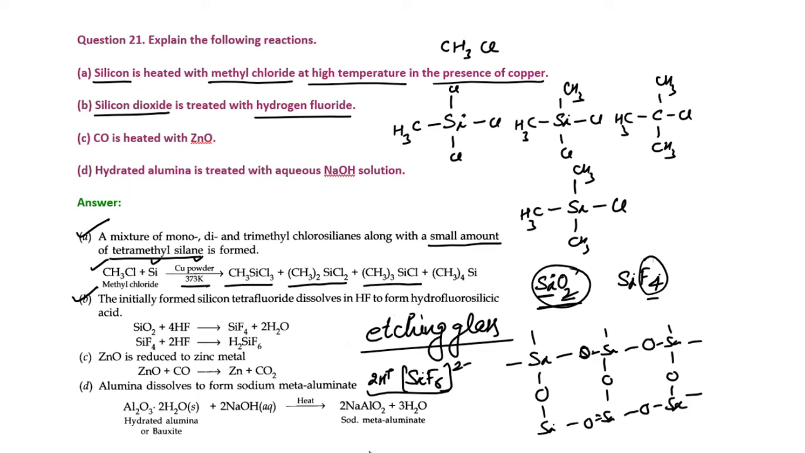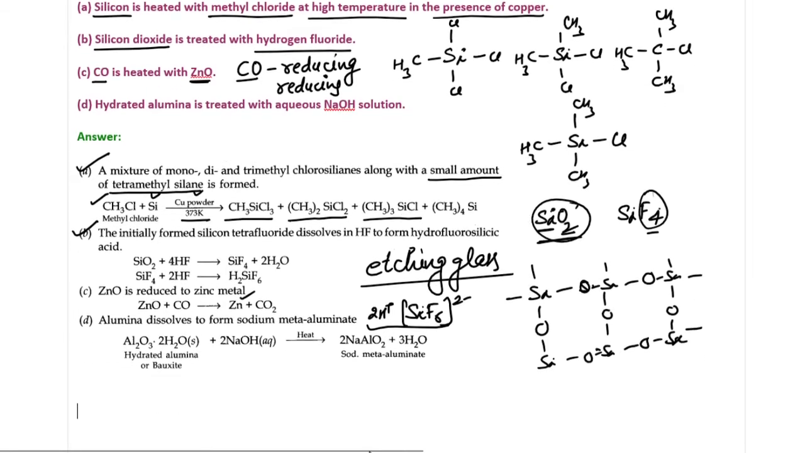Next, CO is heated with zinc oxide. CO is a reducing agent, and that's why CO, when it reacts with zinc oxide, gives CO2 along with zinc. So zinc oxide is reduced to zinc.